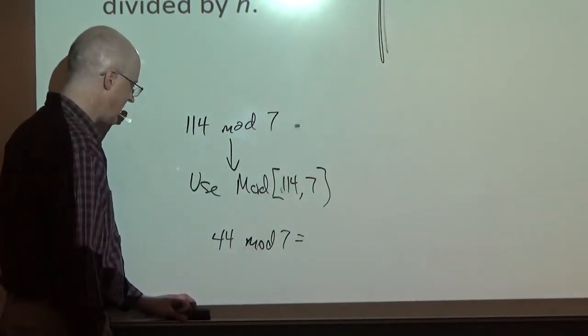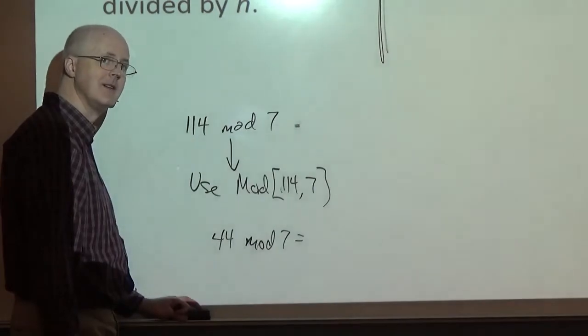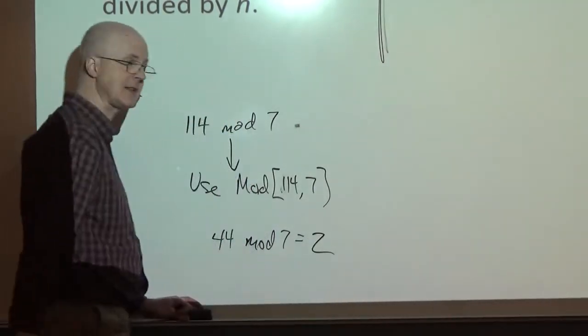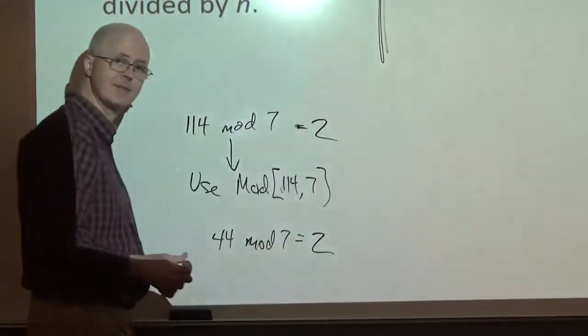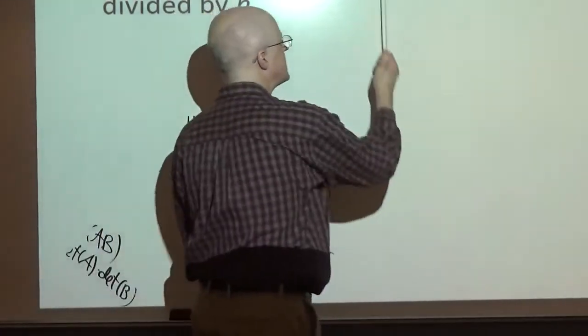Seven goes evenly into what? 42. So the remainder would be 2 there. The answer is going to be 2 for that, and it's also going to be 2 for that. Let's go ahead and check it out in Mathematica.